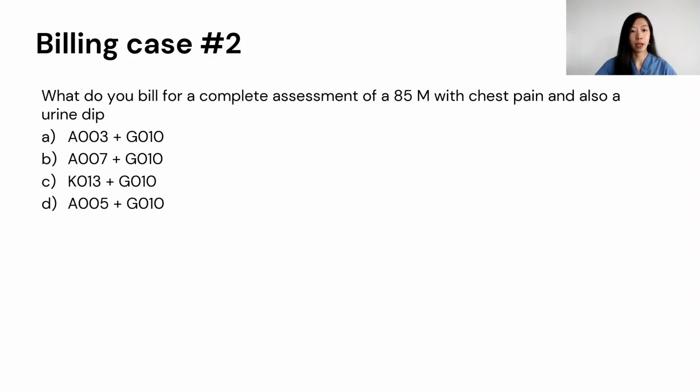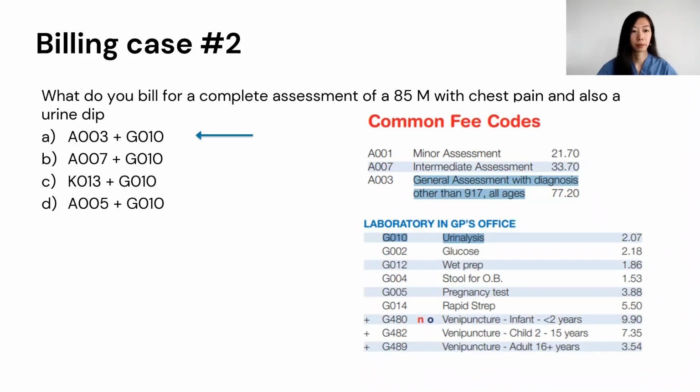So this second case, what would you bill for a complete assessment of an 85-year-old with chest pain and a urine dip? So pause the video and write down the answer. And the answer is A. So you would do a general assessment, and it says with diagnosis other than 917. So that's basically your well adult exam, your complete physical.